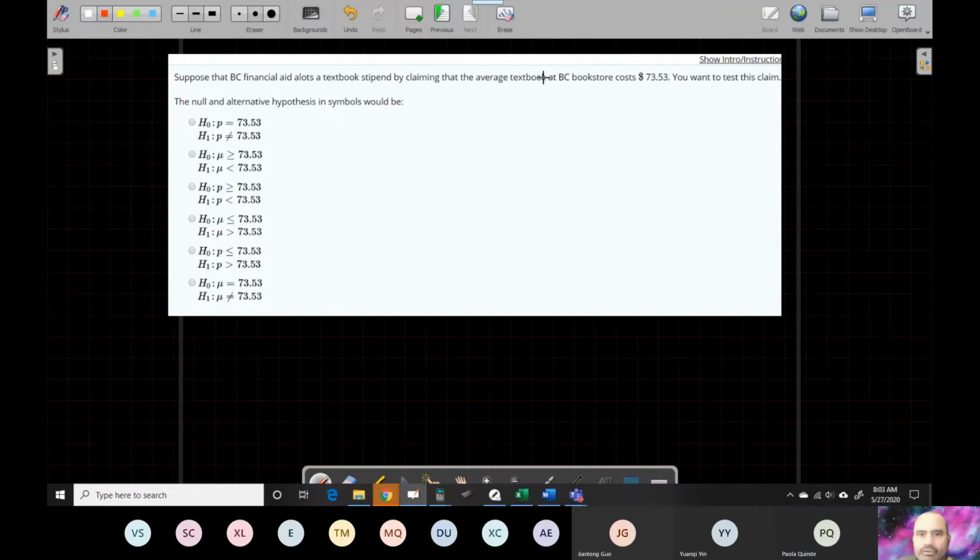So this place is claiming that the average textbook at this bookstore costs 73.73. Now, when they use the word average, you know that they're using what symbol for average? We only have 3 symbols for this: the proportion, mu, and standard deviation. This is a very simple decision because you only have to decide between 3. Because they said the word average, it has to be mu. So one of the questions is, what is the average cost, 73.73?